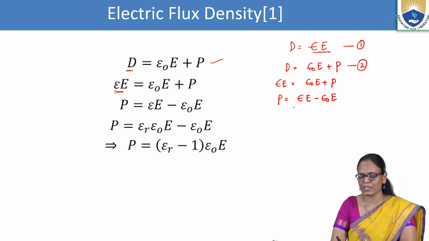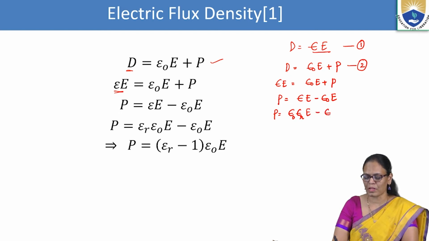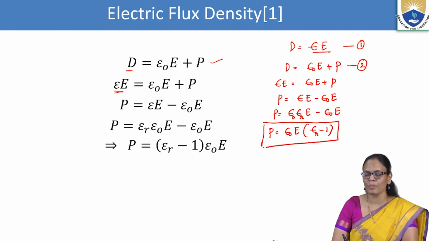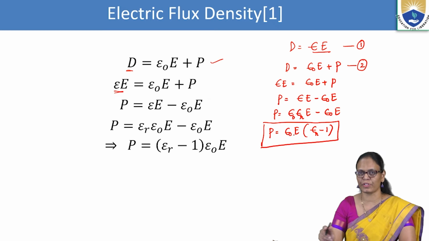Now we have the basic formula. What is epsilon? It is epsilon naught into epsilon R. So P is equal to epsilon naught epsilon R E minus epsilon naught E. I can also write it as P is equal to epsilon naught E into (epsilon R minus 1). So this is the formula we get for polarization in terms of permittivity and electric field.